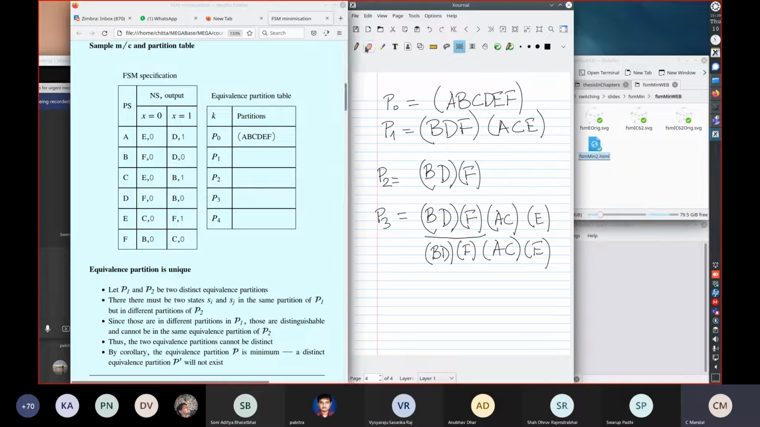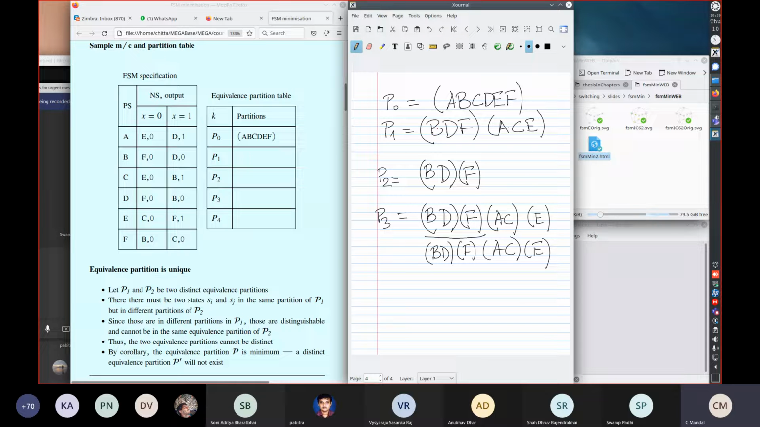If you look at P1, then AC and E are not immediately distinguishable. But at this stage, they become distinguishable. So if I only look at the previous partitions, at this stage, AC and E are not distinguishable. If I look at these partitions, then of course I get P4 equal to this. All right. Yes, sir. Okay.